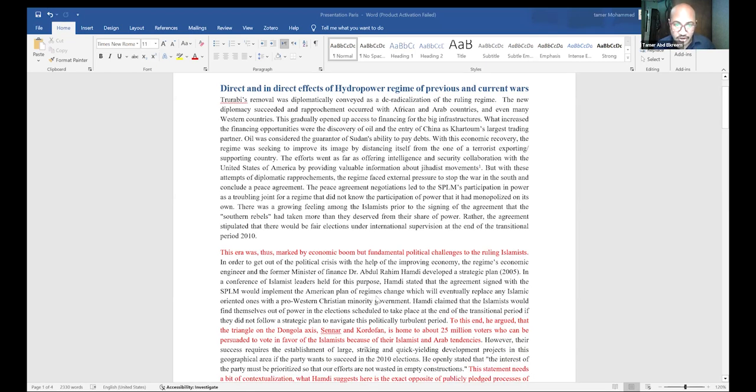the ruling Islamists. In order to get out of this political crisis with the help of the improving economy, the regime's mastermind economist and former finance minister, Abdelrahim Hamdi, developed a strategic plan in 2005. In a conference of Islamist leaders held for this purpose, Hamdi stated that the agreement signed with the SPLM would implement what he called the American plan of regime change, which would eventually replace any Islamist-oriented government with a pro-Western Christian minority, meaning the SPLM in the case of Sudan.